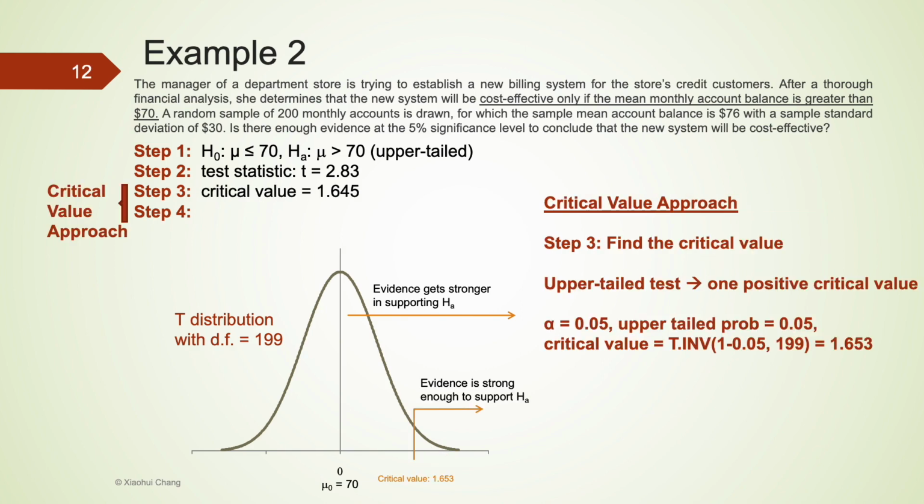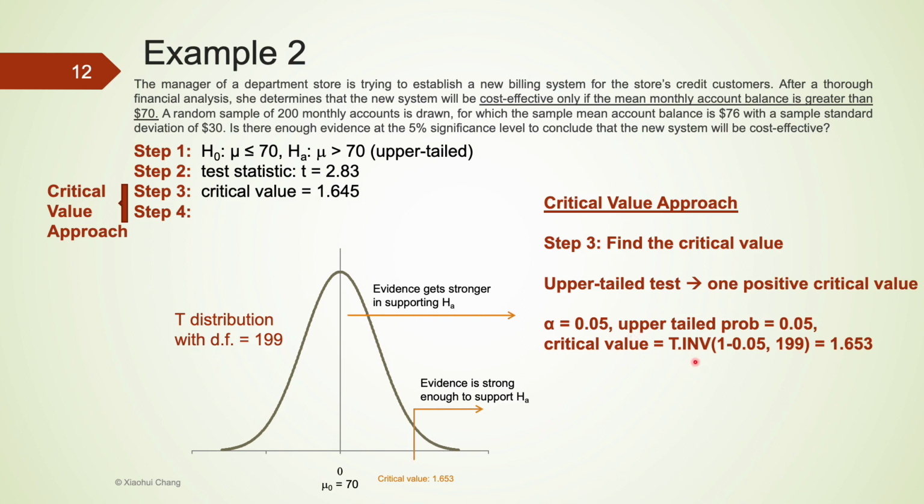First, let's solve this problem using the critical value approach. This is an upper tailed test. So there is one positive critical value only, to the right of 0. We can find this critical value using the significance level, which is given to us to be 5%. So that means the small corner to the right of the critical value is 5%. We can find this critical value using the Excel t.inv function.